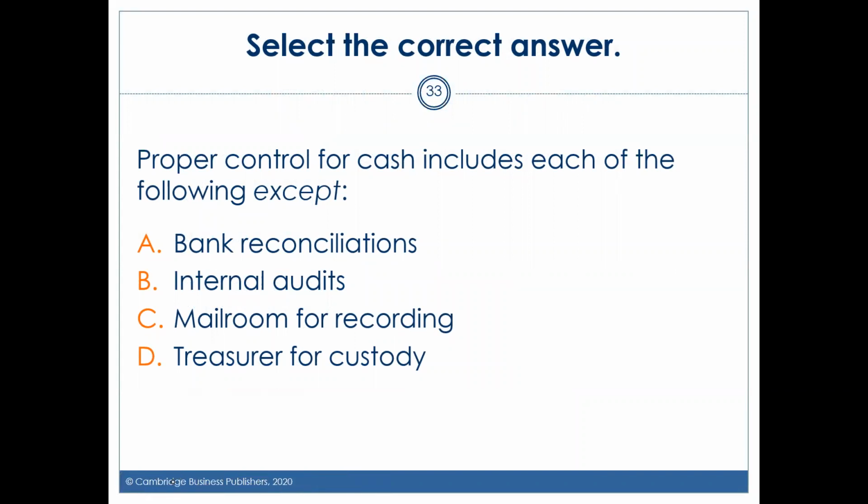All right, proper control for cash includes each of the following except: bank reconciliations are a control for cash. They will let you know if cash is missing. Internal audits are a control for cash. The treasurer does act as custodian of the cash, and that's a control feature. The mailroom, however, doesn't record the journal entry for the cash. That's done by the controller's office. So C isn't right.